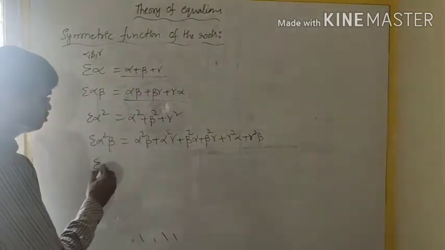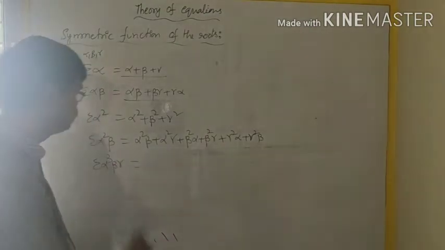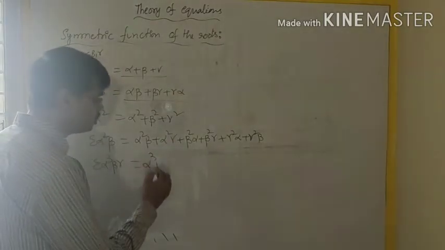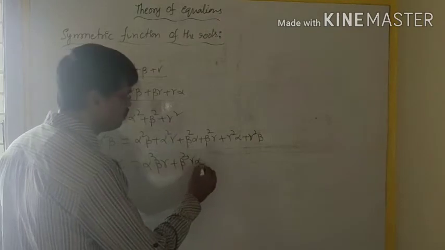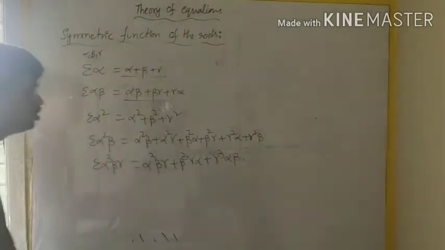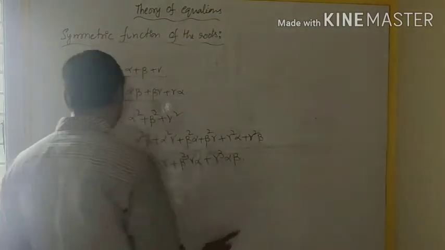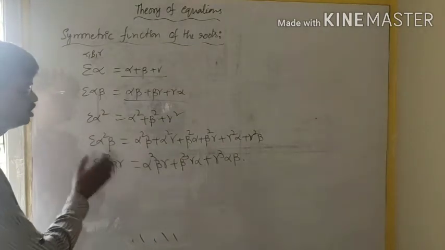Suppose sigma alpha cube beta gamma is there. How to write this? Alpha cube beta gamma, beta cube gamma alpha, gamma cube alpha beta. So how to check without writing the terms? How to find the number of terms in the sigma notation in this expression?